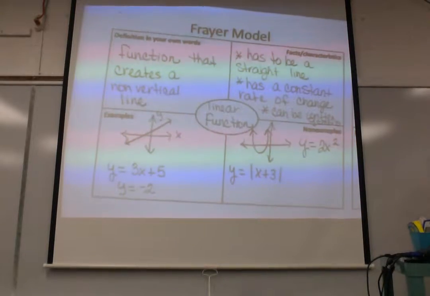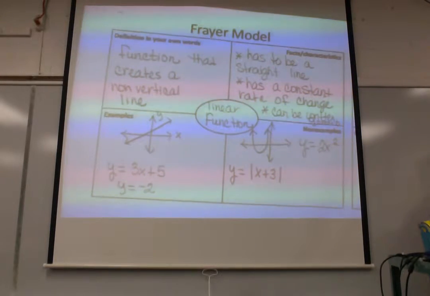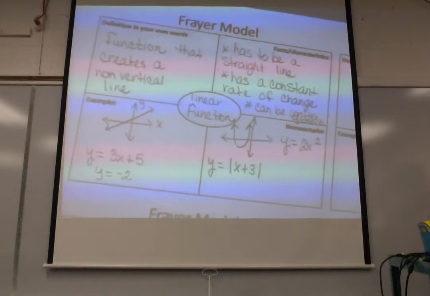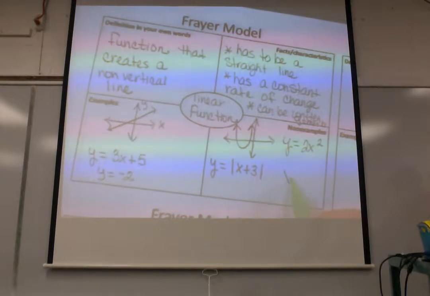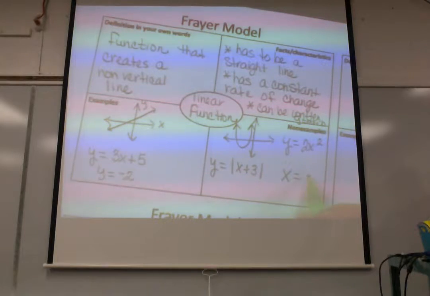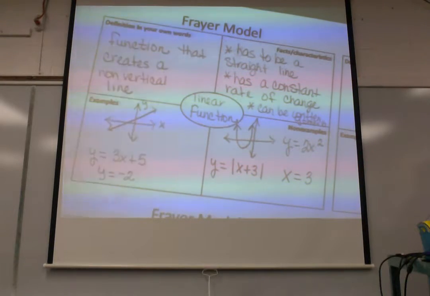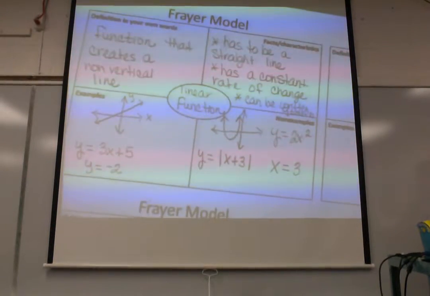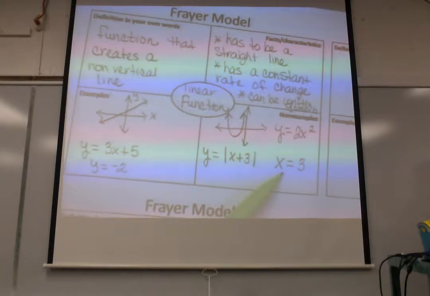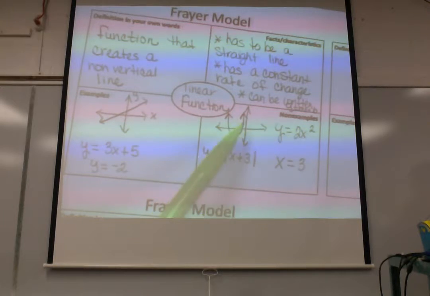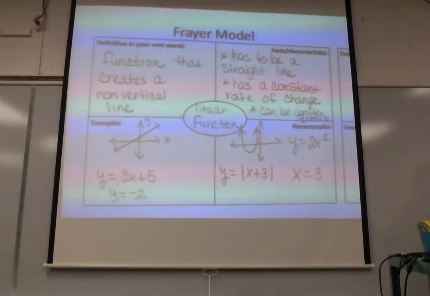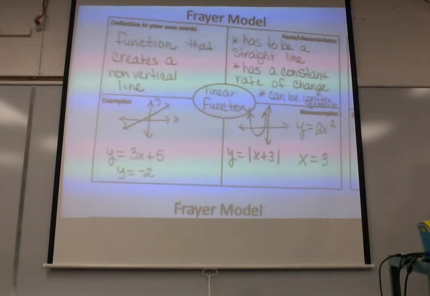Another example that I'm going to help you out with is it says non-vertical, right? Anytime you have x equals a number, that's a vertical line. So x equals 3 or x equals 2 or x equals -5, that makes a vertical line. So can that be a linear function? Nope. So all of these would be non-examples. So you might want to add those to yours.